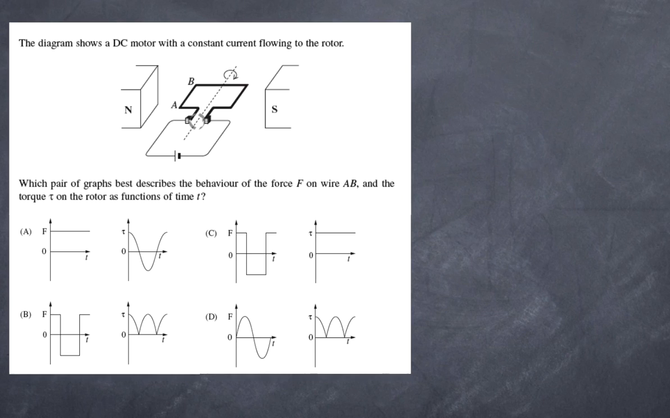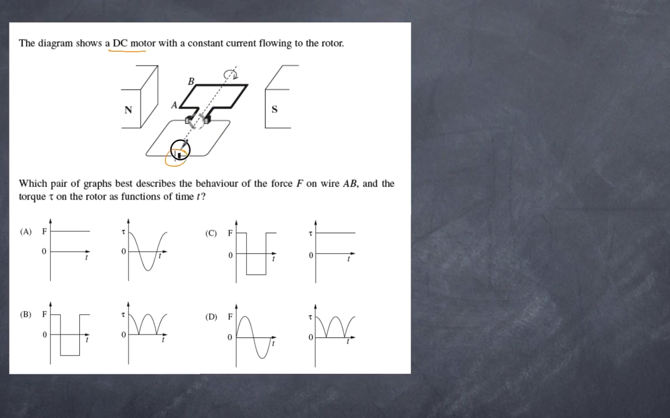The diagram shows a DC motor with a constant current flowing to the rotor. Which pairs of graphs best describe the behavior of the force F on wire AB and the torque on the rotor as a function of time? Pause now. So this question is a little bit more complex in terms of the motor effect, and in this case what we have here is a DC motor. And so we need to again analyze this question really carefully.